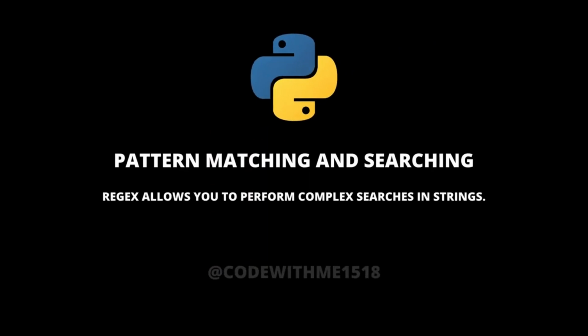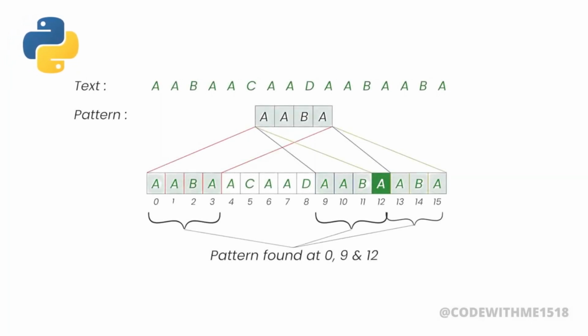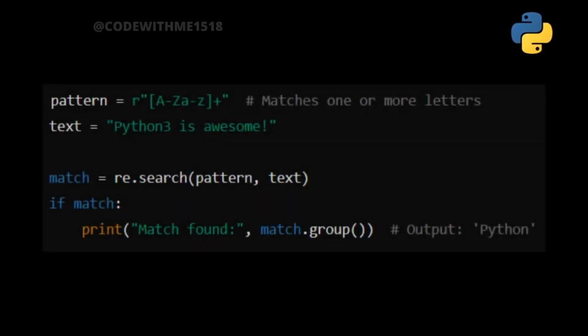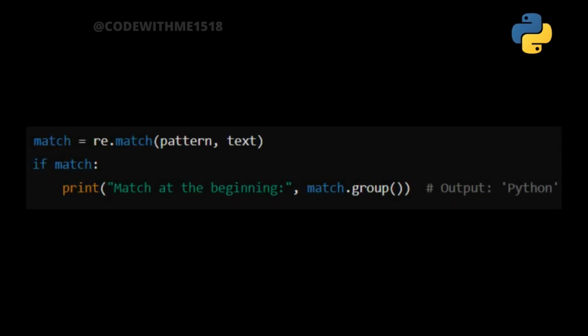Next, let's talk about pattern matching and searching. Regex allows you to perform complex searches in strings. Here's how you can search for patterns in text. The re.search function searches the string for a match to the pattern and returns a match object. The group method of the match object returns the part of the string where there was a match. You can also use re.match to check if the pattern matches at the beginning of the string.